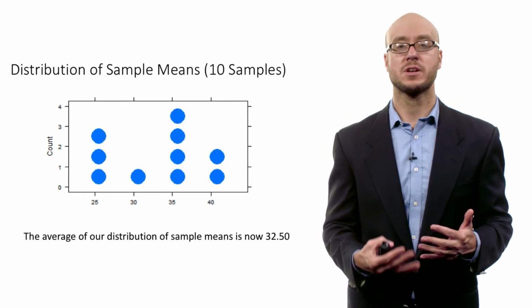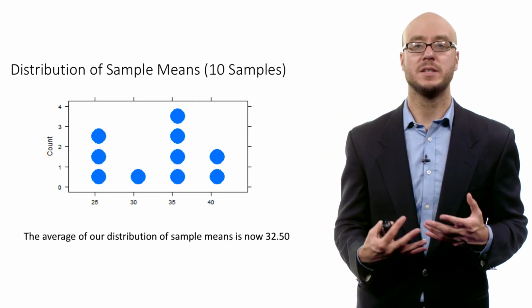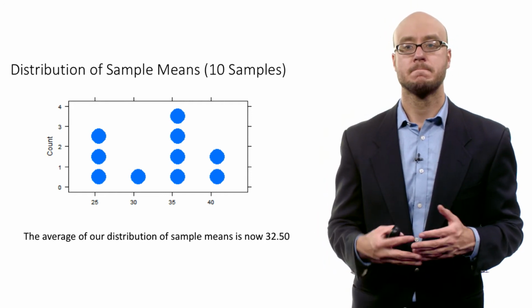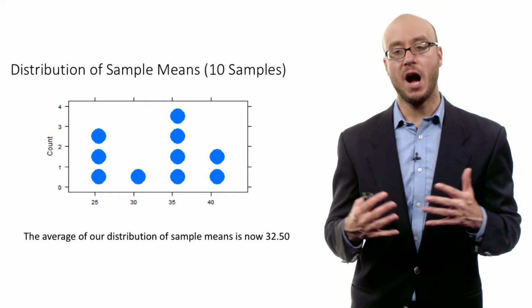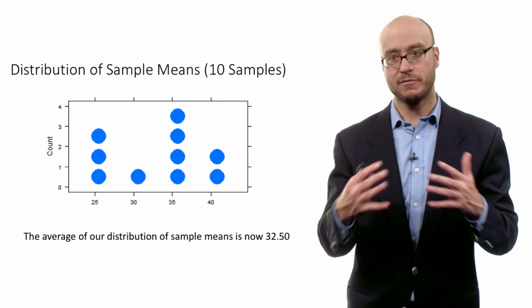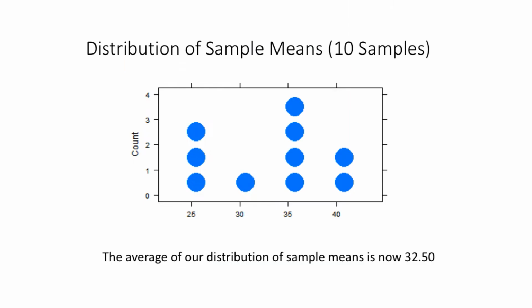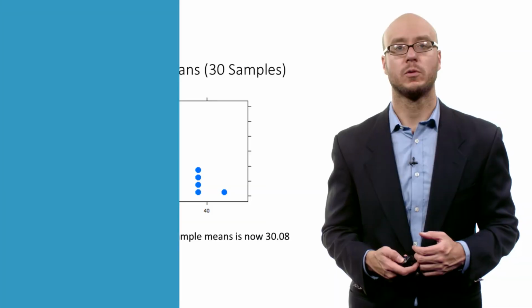This is a distribution of 10 different sample means from Turin, Italy. And when you take the average of these sample means, that average is 32.5, which is pretty close. You can see that some sample means are almost near 40, some sample means are really down to 25, but on average, these sample means are pretty close, about 32.5 years, to that population mean, which we know is 30.14.